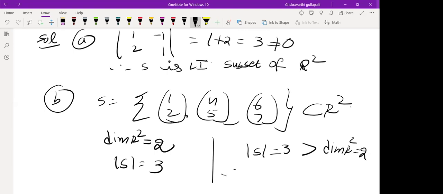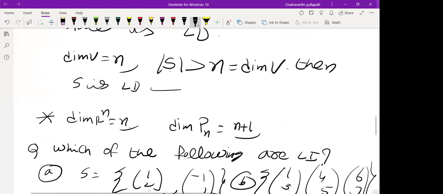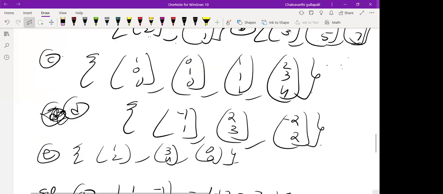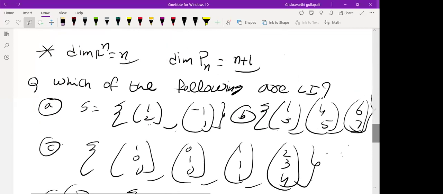So according to the corollary, S is linearly dependent. You need not find the rank, you need not reduce it to echelon form. When you look at this question, without putting pen on the paper, you can answer. This contains 3 vectors, and how many components? 2 components.